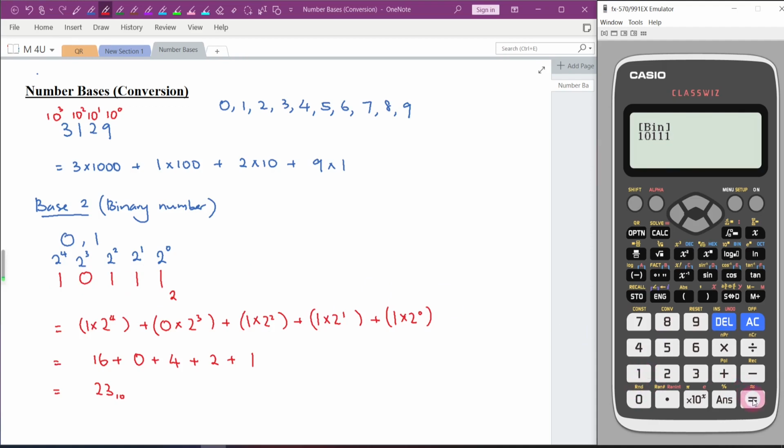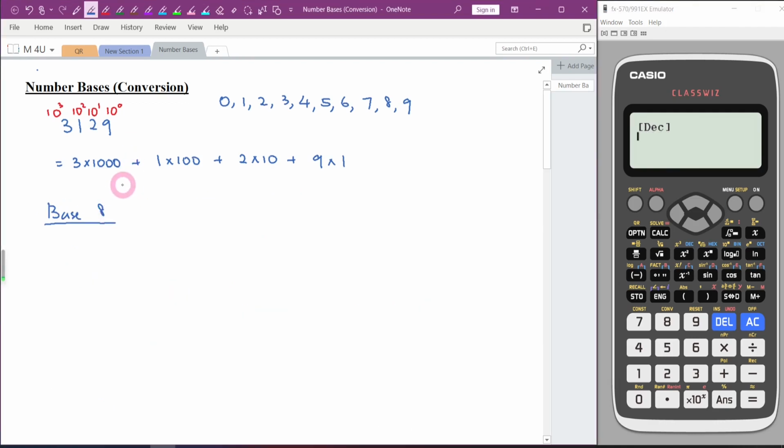10111. Press equal. Now your calculator knows that this is a binary number. So if you want to convert it to base 10, which is decimal, it's very easy. You just need to press this one. 23. Our answer is correct.